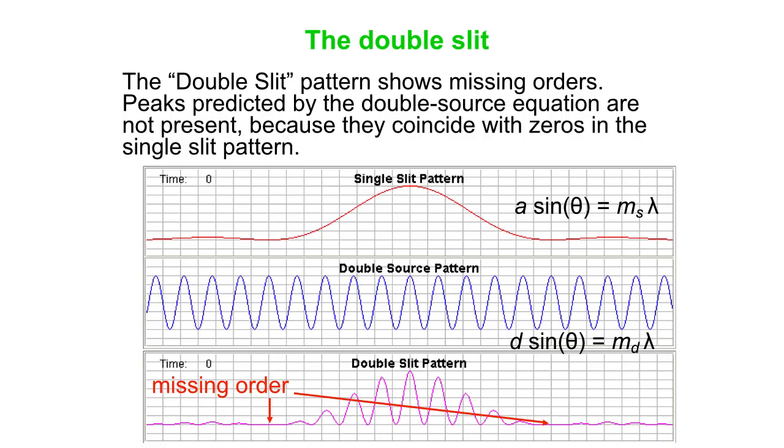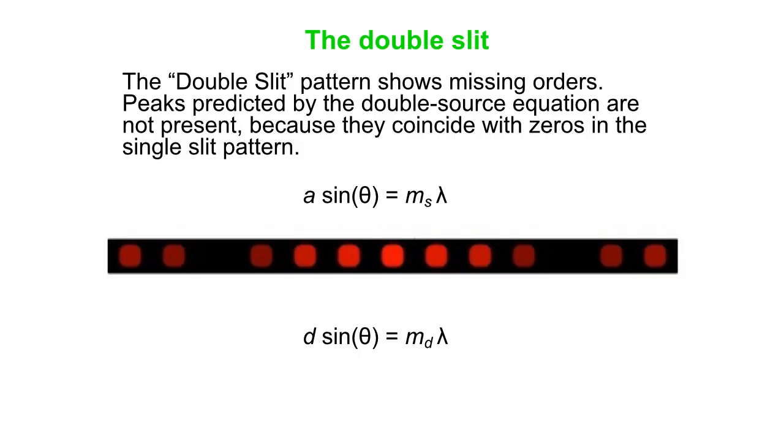But it turns out that where that equation predicts there are some peaks, every once in a while you don't see them. We call them missing orders, and that's because that peak in the double source pattern lines up with a 0 in the single slit pattern, which means that neither one of the slits is sending out any light in that direction. Here's another view of the missing order.